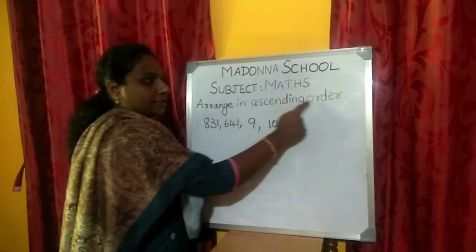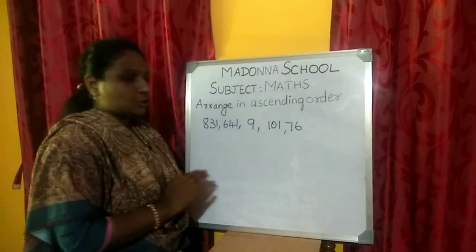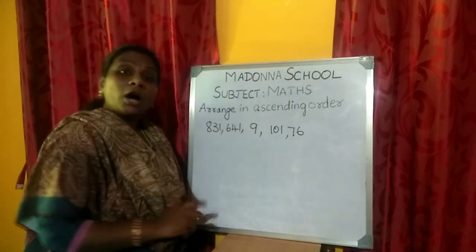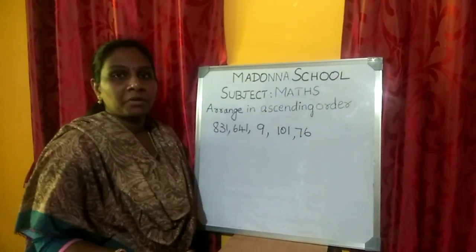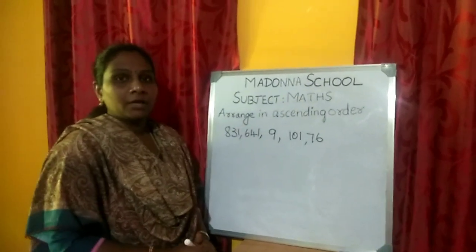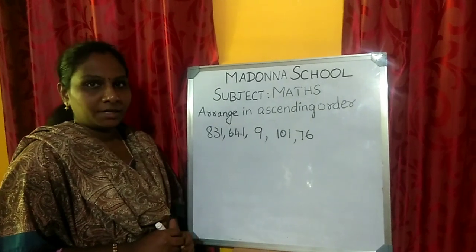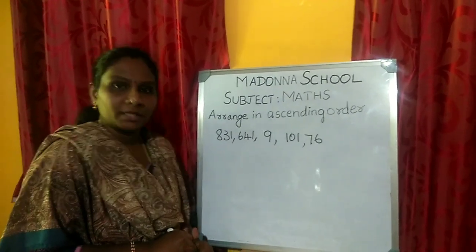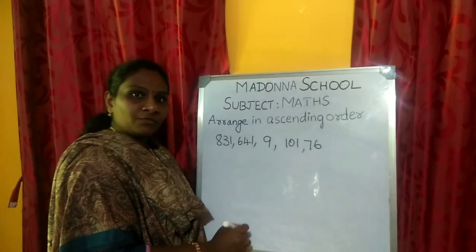Arrange in ascending order. Now, you have to arrange these numbers in ascending order. How do you know which number should come first, which is the smallest and which is the greatest? You have a few steps to arrange the numbers. The first one is to count the number of digits, so that it will help you to know which number is bigger and which is smaller.